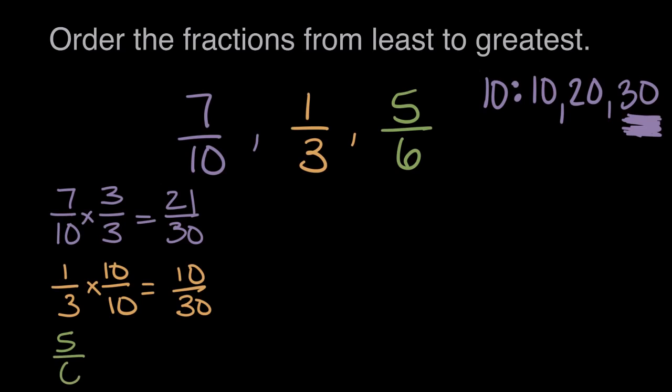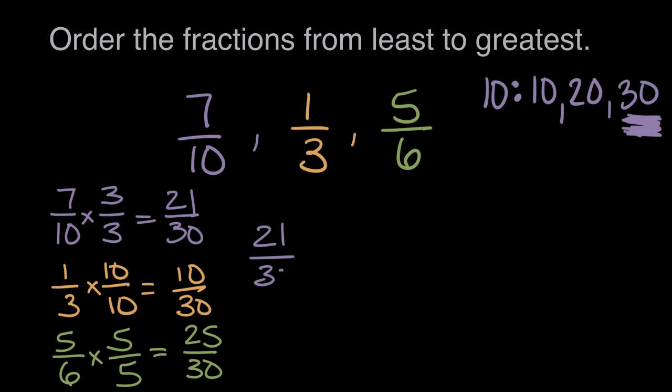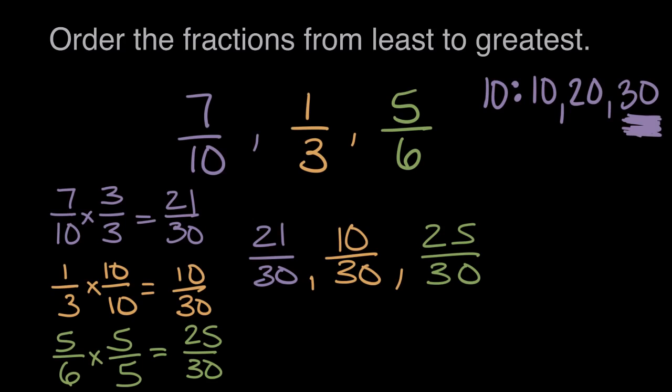And finally, 5/6. What do we need to multiply here to get 30? 6 times 5 is 30. So we multiply the numerator times 5, and 5 times 5 is 25. So now, instead of these original fractions that were tricky to compare, we have much easier numbers to compare. We have 21/30, 10/30, and 25/30. So in this case, the pieces are all 30ths. They're all groups of 30. So this is much easier to compare.